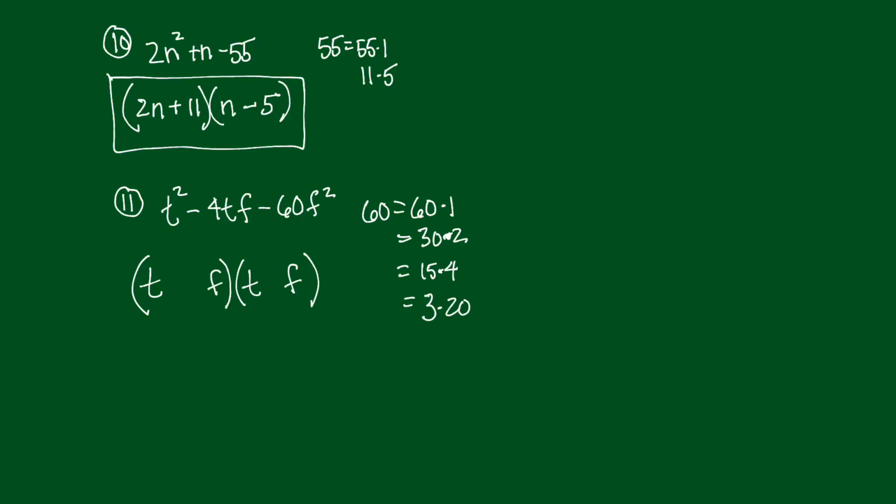Now, I've just run through all the possibilities, and I can't get a number here and here that's going to give me that negative 4. So there just aren't any. So I'm going to say that this is already factored completely. We just can't go any further. This one is already factored. Okay, that one's factored completely already.